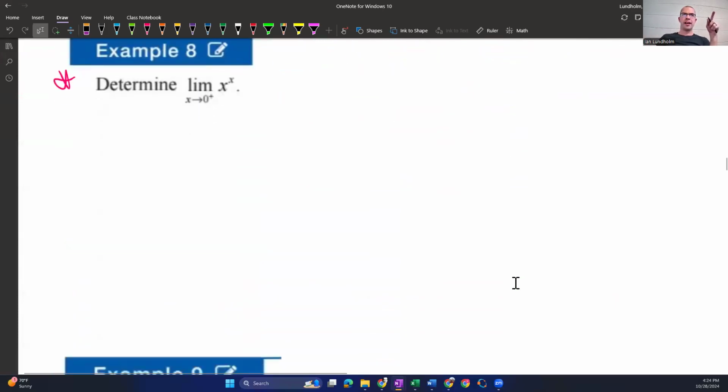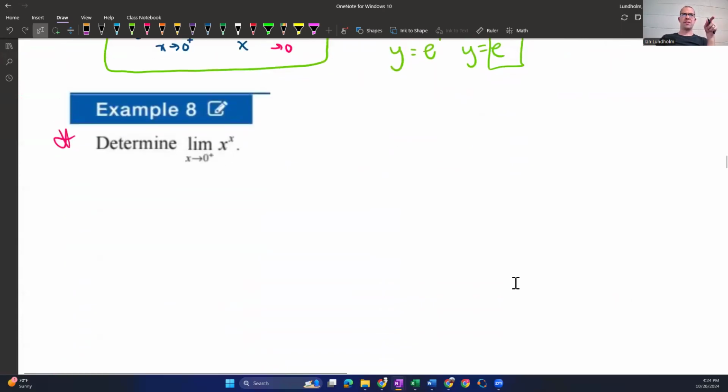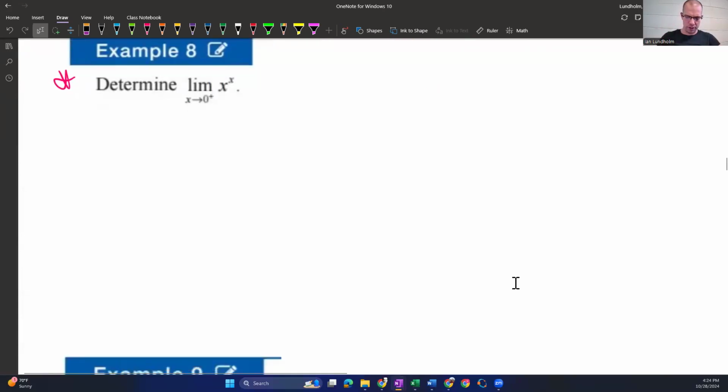Example number 8. Again, we are in a scenario where we've got a weird exponent going on. In this case, we would be going to 0 to the 0 power if we tried to plug in things right away. We don't want that. We want a fraction to be able to use L'Hopital's rule. So we say y is equal to the limit as x goes to 0 from the right of x to the x power. Then we take the natural log of both sides.